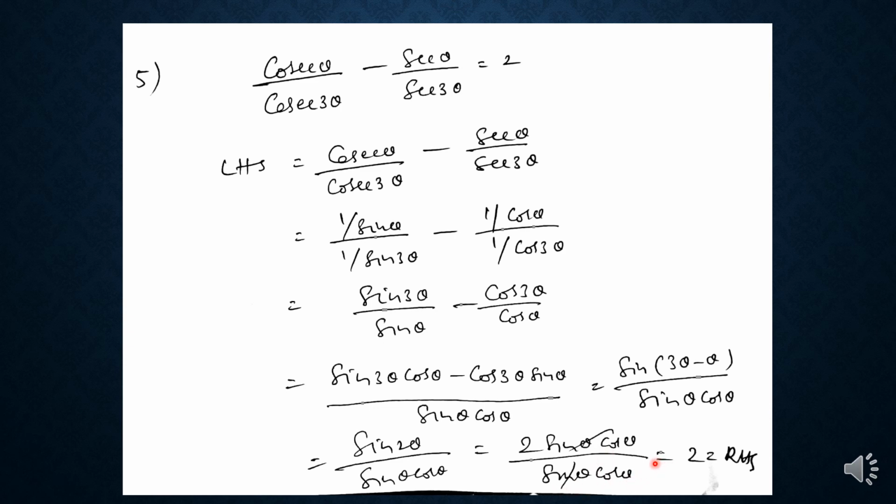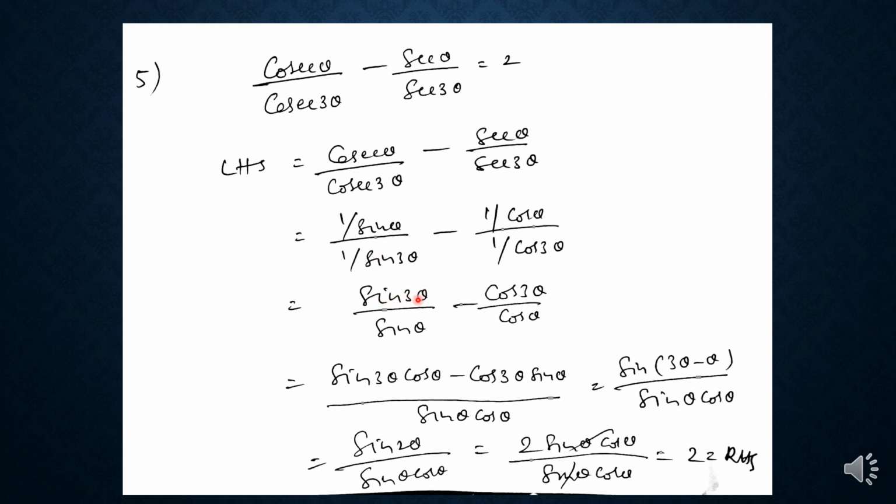that is equal to 2. See once again this problem. Here we converted cosec theta in terms of sin theta and cosec 3 theta in terms of sin 3 theta, and secant theta in terms of cos theta and secant 3 theta in terms of cos 3 theta. So cosec theta can be written as 1 by sin theta divided by cosec 3 theta as 1 by sin 3 theta, minus secant theta as 1 by cos theta divided by secant 3 theta as 1 by cos 3 theta.